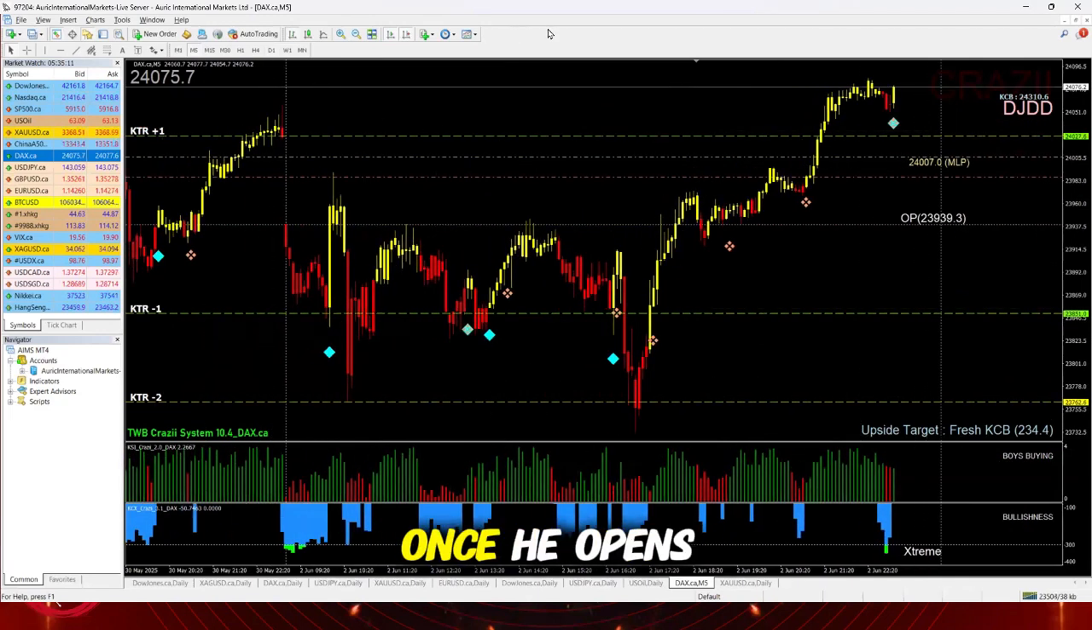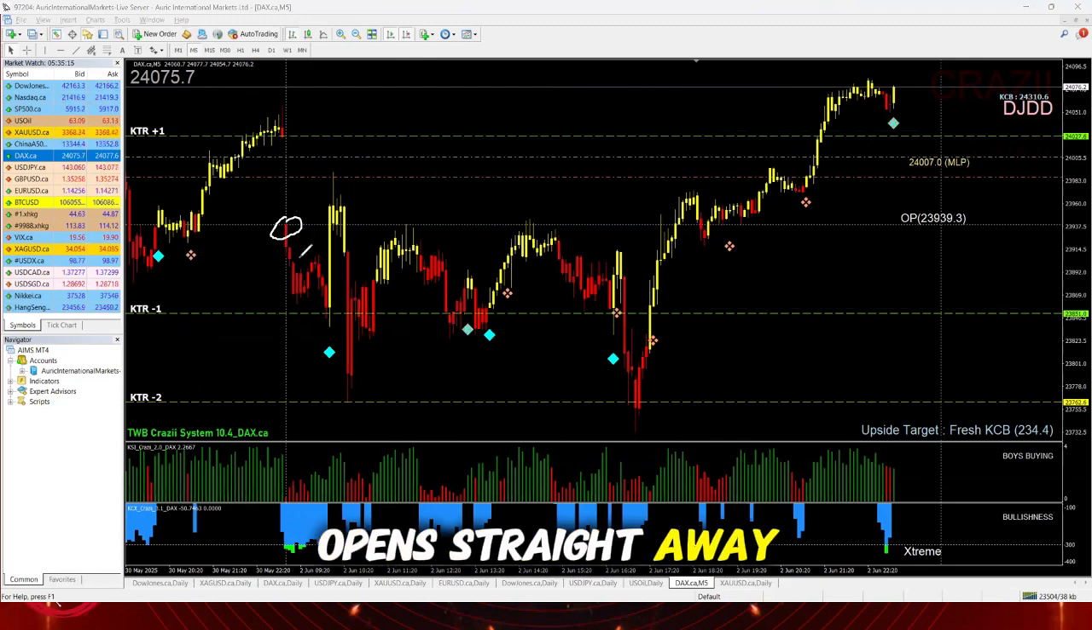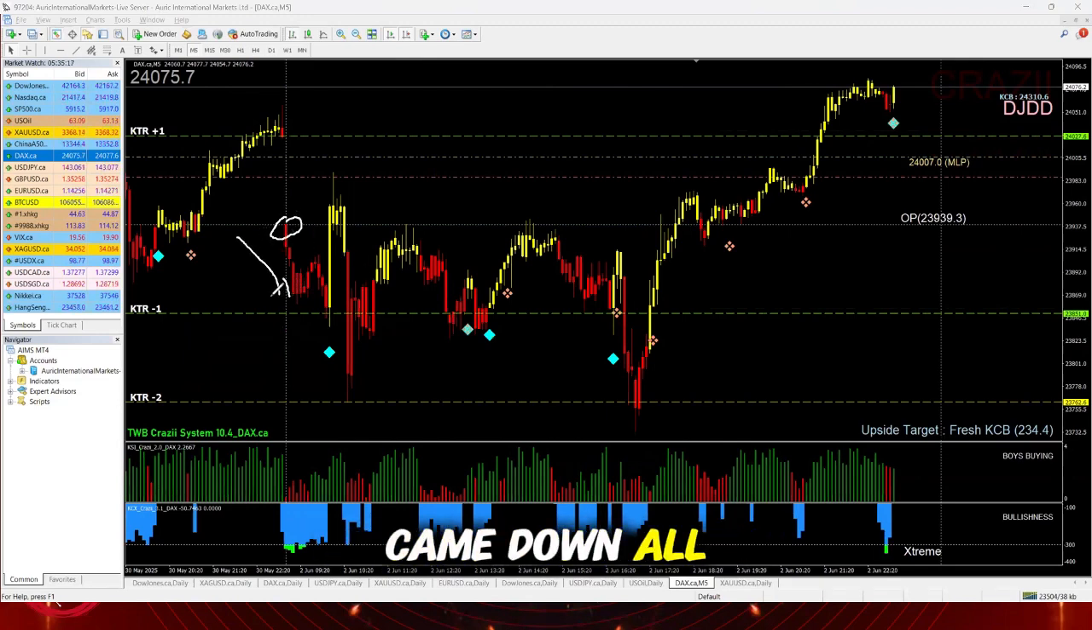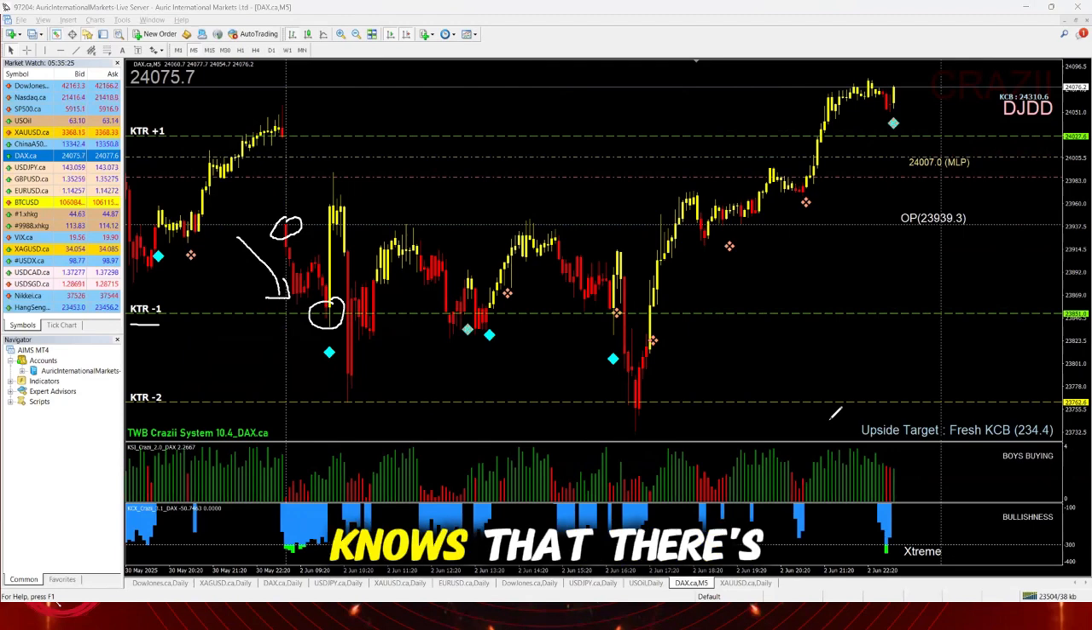Okay, so DAX, once it opens in the afternoon, straight away after OP, bang, came down all the way to KTR -1 and exactly here, stop and rebound. So again, our system is amazing, right? How does the market know that there's a KTR -1 there? That's crazy. But that's not the end. Watch out, look out later.